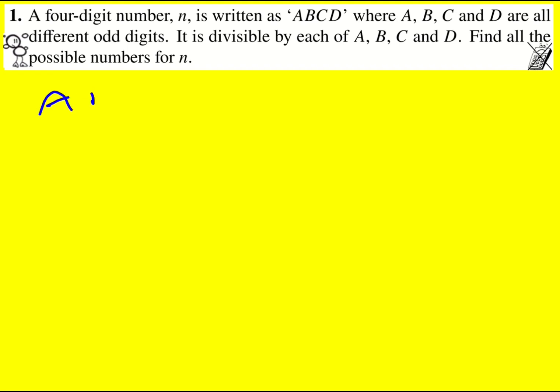We have a four-digit number ABCD, and it's made out of some of the odd digits: 1, 3, 5, 7, and 9. But only four of them, so we need to just pick four and leave the other one out. The question is, how many different ways can we do this? So there are lots of different permutations, but can we do it in a quicker way?